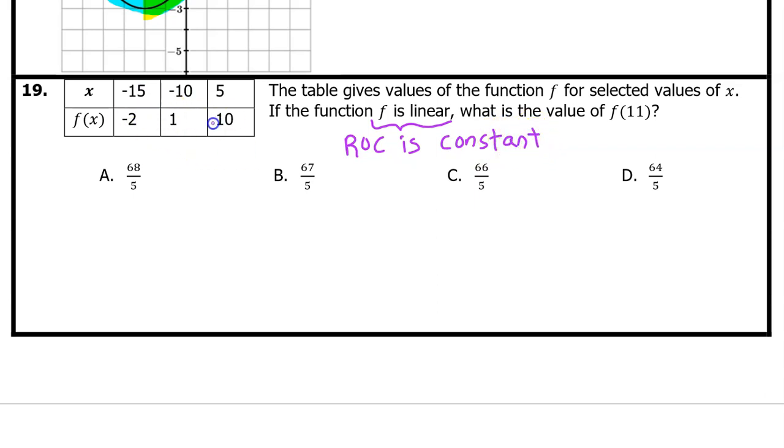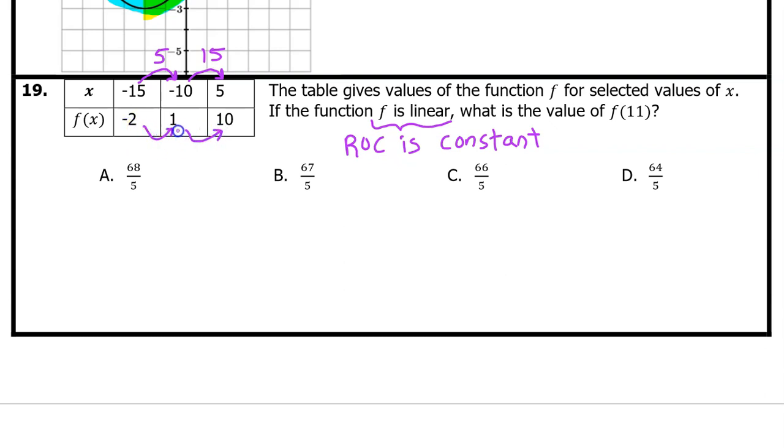So let's use the table of values to figure out what the rate of change actually is. Let's start with the changes in input values. From -15 to -10, that's an increase of 5. And from -10 to +5, that's an increase of 15. So we have to be very careful. Since the input changes are different, we cannot just answer questions based on the output changes. We have to actually calculate the rate of change.